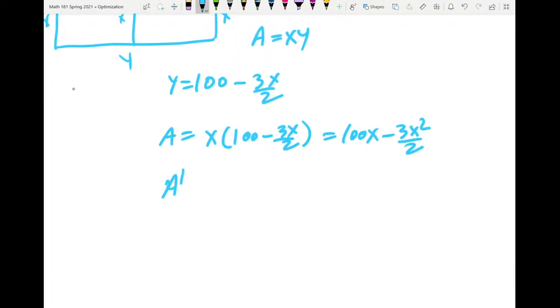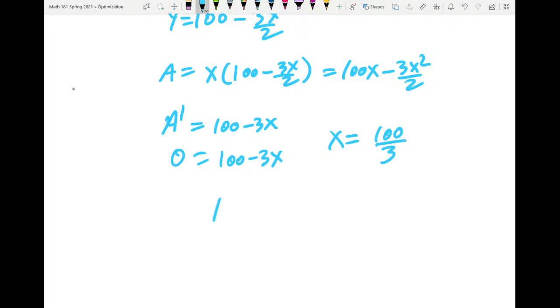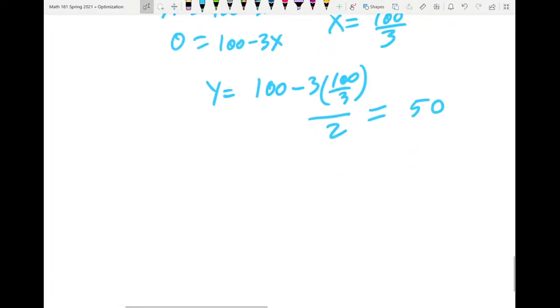If we take the derivative of that, we get 100 minus 3x, set it equal to 0, and we get x to be 100 over 3. So what's y then? 100 minus 3 times 100 over 3. Oh my god, this is hard. But we have a calculator, and it will just give us 50. So the dimensions are going to be 100 over 3 by 50.